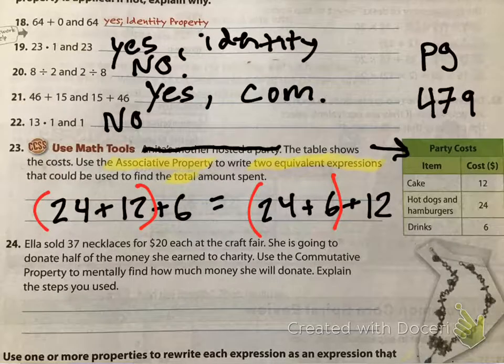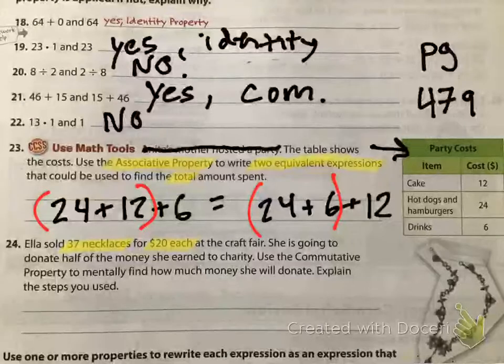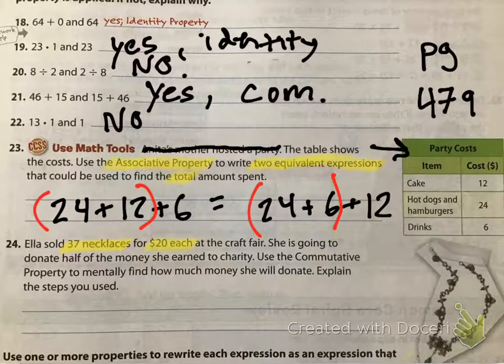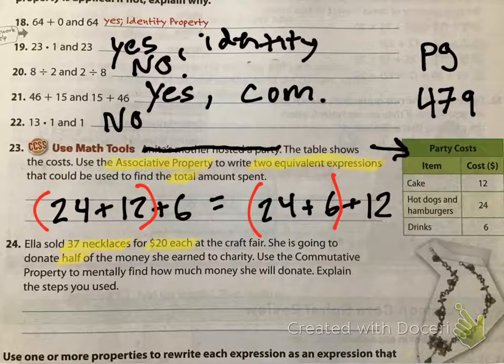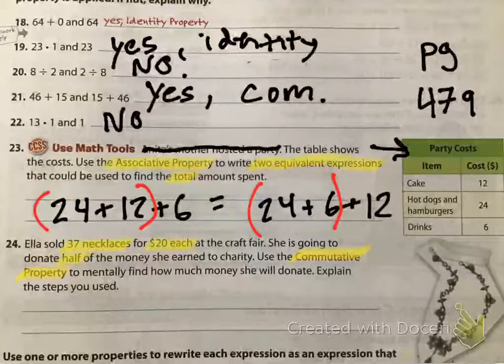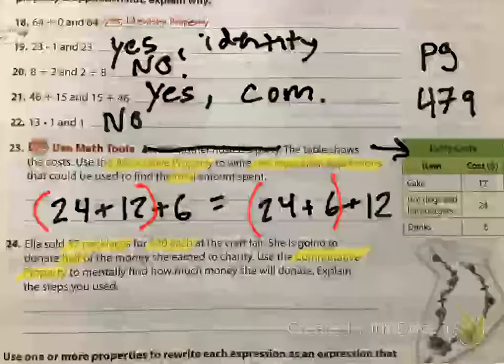Ella sold 37 necklaces for $20 each at the craft fair. What's our first piece of relevant information, Romario? Perfect. So we need to know that she sold 37 necklaces for $20 each. Next sentence. She is going to donate half of the money she earned to charity. Do we have any other important words here, Malia? We have half. Again, then use the commutative property to mentally find out how much money she will donate.